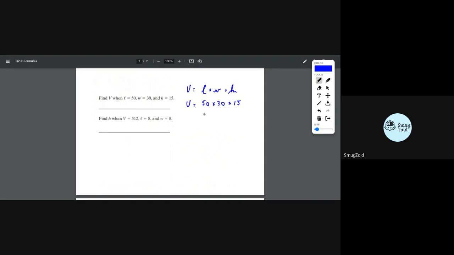50 times 30. You can say this is 5 times 3 and then add some zeros. So that's equal to 1,500, right? Because 5 times 3 is 15. You add the 2 zeros and multiply it by 15. So this is going to add another 0. So volume is going to be equal to 22,512. That's going to be that one, right? 1 point formula, 1 point for the numbers being written underneath of it, and then 1 point for answer.